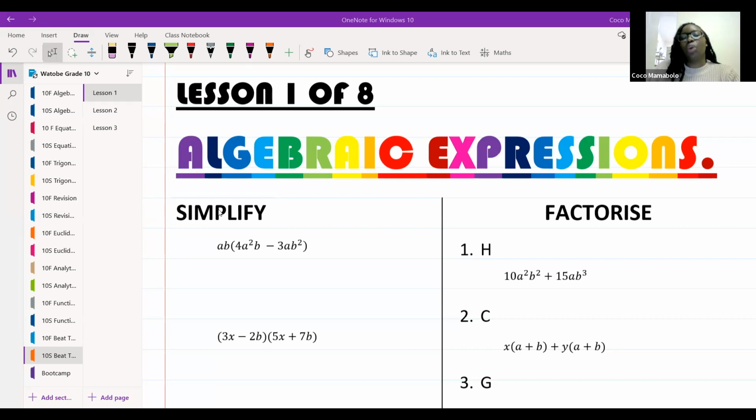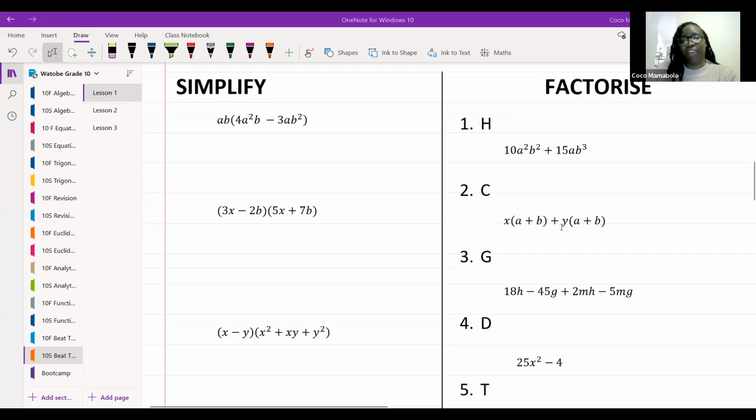Awesome. All right. So we're going to start with simplify. Let's start with simplify, guys. And remember, when we see the expression simplify, basically what they mean is take away the brackets. It means take away the brackets. And how do we take away the brackets? We multiply whatever's on the outside with whatever's on the inside. All right. And I know you guys know how to do this.